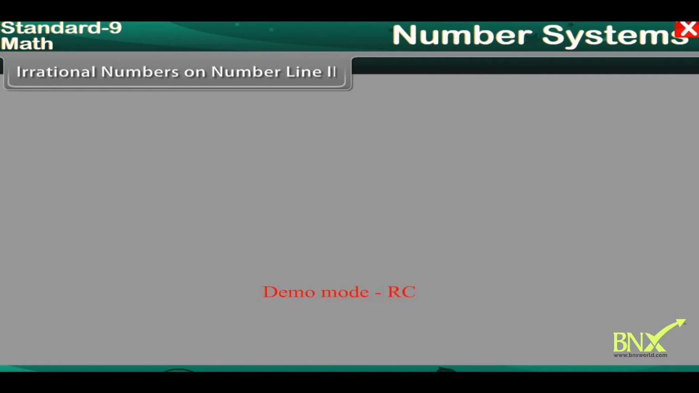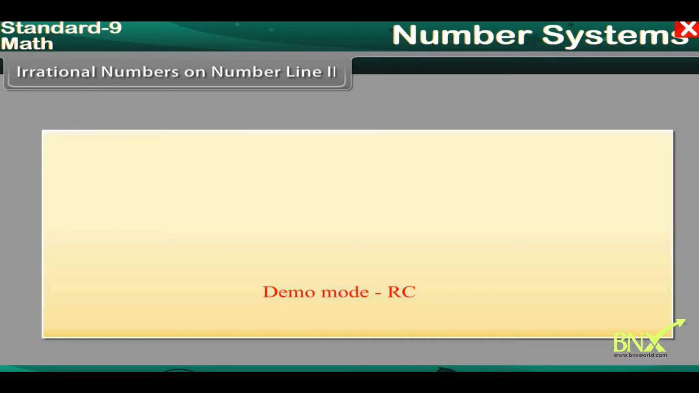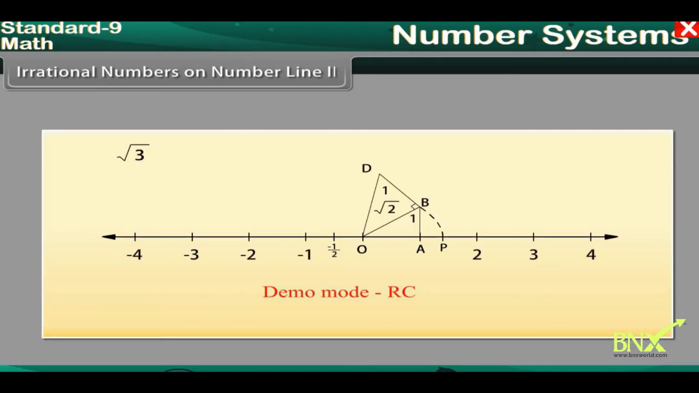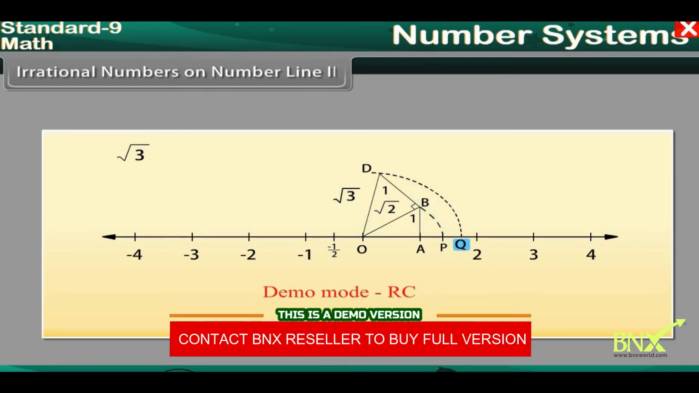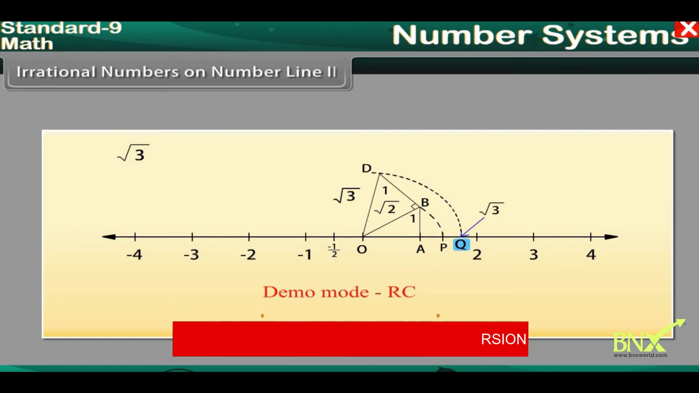Irrational numbers on number line 2. Similarly, to locate square root of 3 on the number line, we will construct BD of unit length perpendicular to OB. Then by Pythagoras theorem, OD is equal to square root of 2 squared plus 1 squared, which is equal to square root of 3. Now, by using the compass with center O and radius OD, we will draw an arc intersecting the number line at point Q. The point Q corresponds to square root of 3 on the number line.